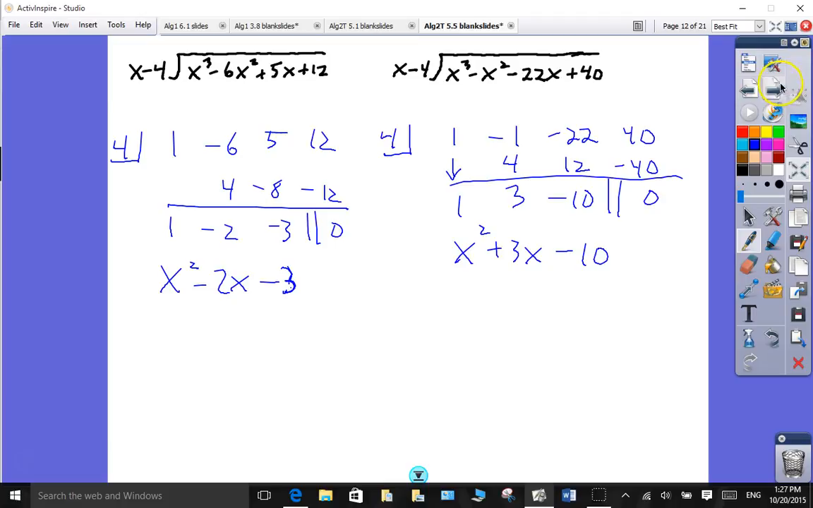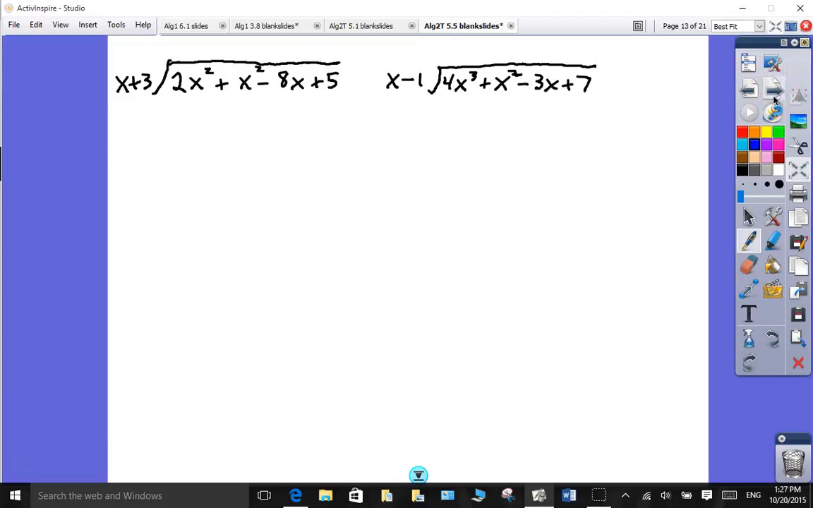Clear as mud? Yeah. Let's see. Was that the same problem?